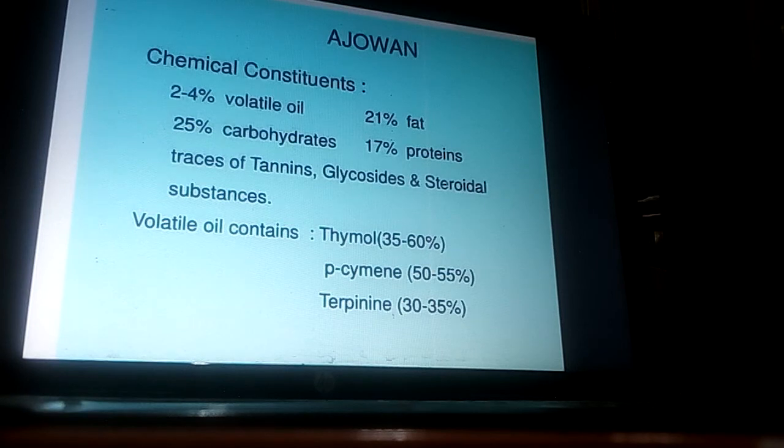Now the chemical constituents. It contains about 2 to 4% volatile oil, 20% fat, 25% carbohydrate and 17% protein. It also contains traces of tannin, glycosides and some steroidal substances. The volatile oil is the important or major constituent of this drug which gives the effect. The volatile oil contains thymol 35 to 60%, p-cymene 50 to 55%, and terpinene 30 to 35%.